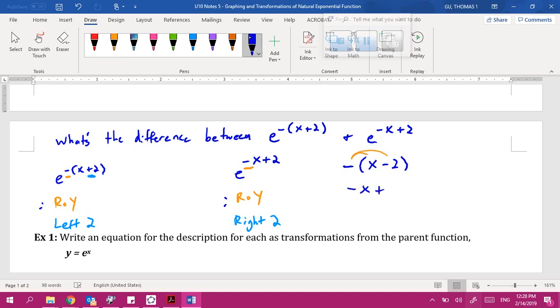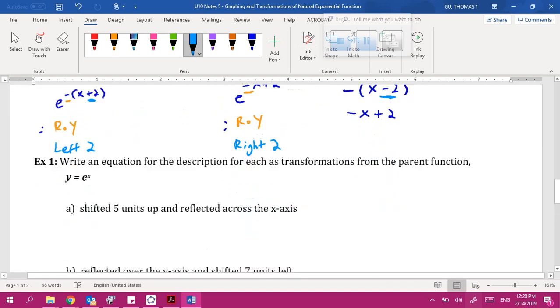Negative x plus 2, right? But look at our original. If I ask you, what are the transformations here? Which way is it moving? With the negative 2 right there, it's to the right 2, right? And so that's why the second one is to the right 2. But this is why you always write your movements inside parentheses so you don't confuse yourself, okay? But yeah, that is the difference between these two equations.